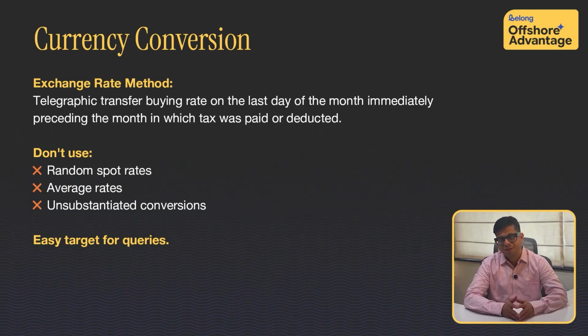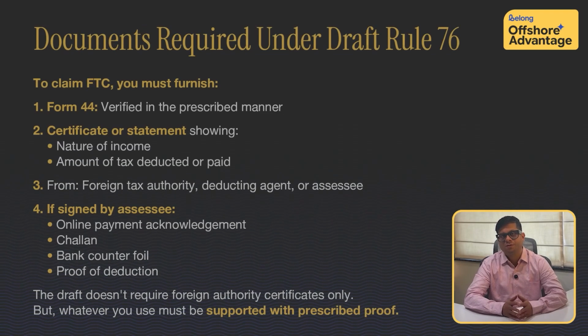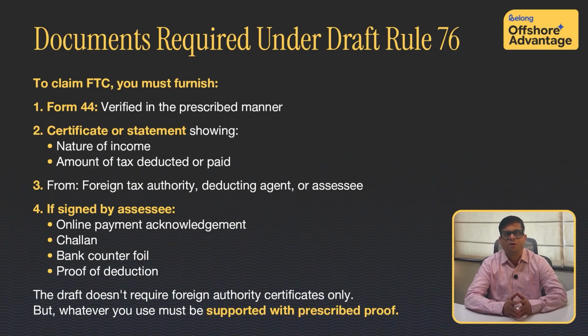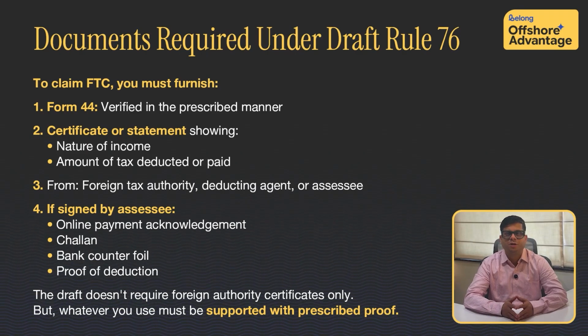Under Draft Rule 76, credit of foreign tax is allowed only on furnishing specific documents. But which documents? First, Form 44, the statement of foreign income offered to tax in India and the foreign tax deducted or paid, verified in the manner specified. Second, a certificate or statement specifying the nature of income and the amount of tax deducted or paid. This can come from the foreign tax authority or from the person responsible for deducting such tax, or it can be signed by the assessee.